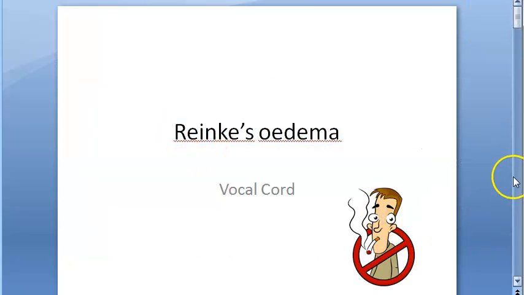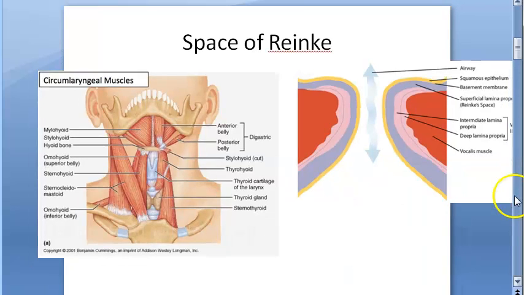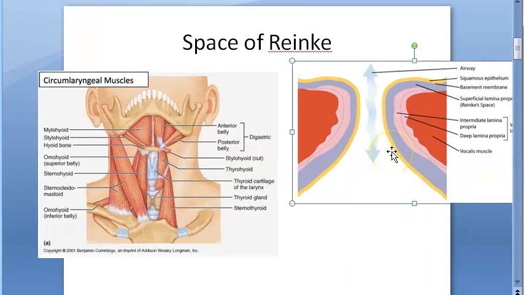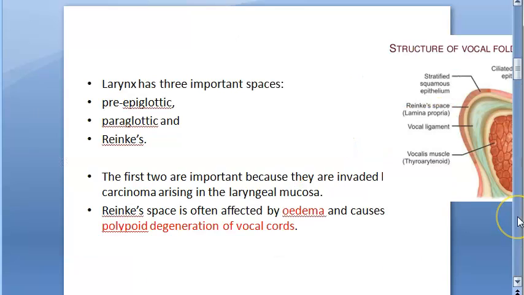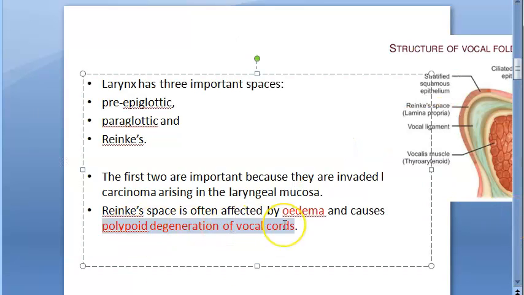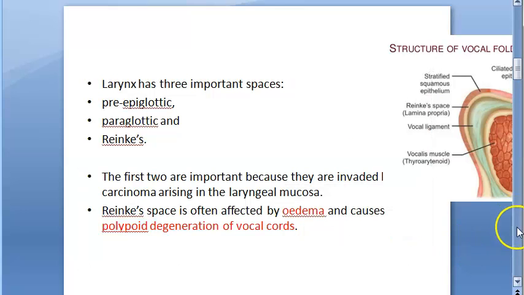So let's take a quick recap. In smokers, usually you can remember this photo. Where is the Reinke's space? That first of all you should understand. So you have understood the layers and all that. So you know that this is the Reinke's space where fluid will fill up and it will lead to Reinke's edema. So what will that lead to? It will lead to polypoid degeneration. Remember this word, polypoid degeneration of vocal cord.